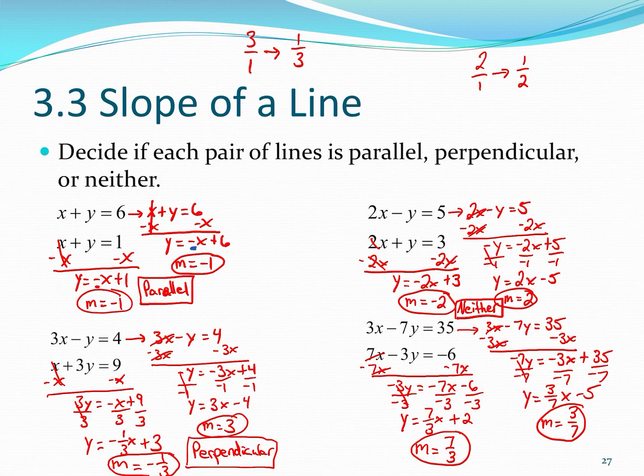And sometimes I still have people that say parallel, and I still have people that say neither. And the correct answer is that they're neither, because these two are reciprocals. They are not opposites, though. So the opposite part of it means opposite sign. So you have 7/3 and you have 3/7. They're reciprocals of each other, but they're not opposites.